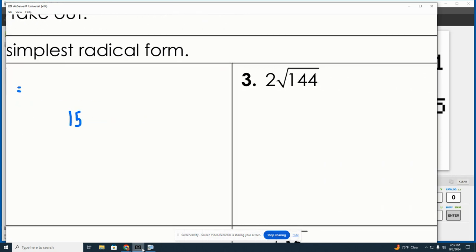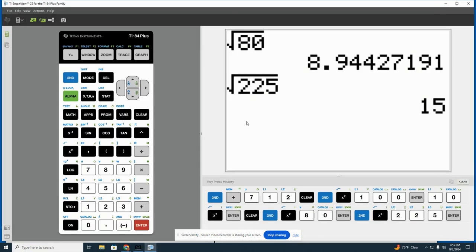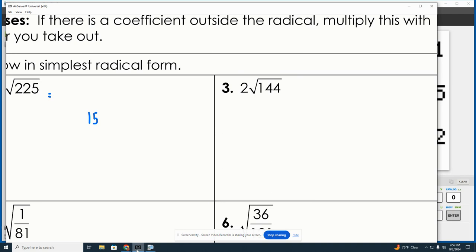Okay, look at the next one. 144, sure enough, perfect square, right? You can go look. The square root of 144, it's 12. It gets to completely escape as a 12.